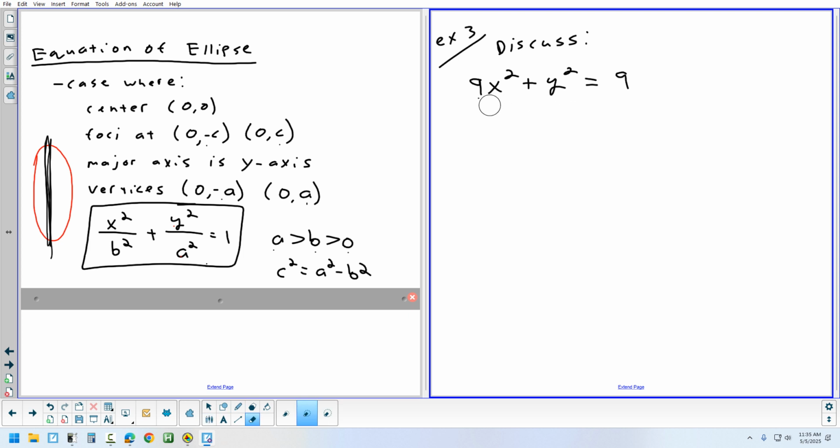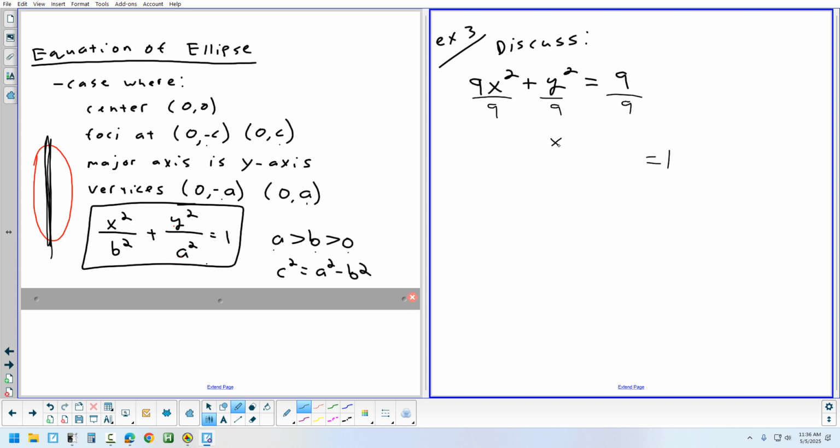That would be incorrect to assume that. It doesn't equal 1. So the first thing we have to do is make it equal to 1. Then you'll be able to look at the denominators for a and b. How are we going to make that equal 1? Divide by 9. And just make sure we do it here, here, and there. All right. So now it equals 1.